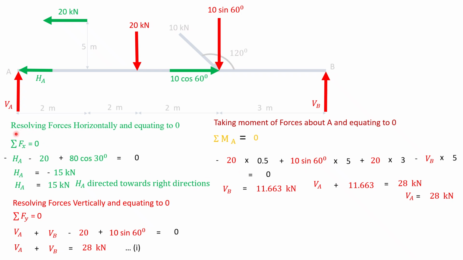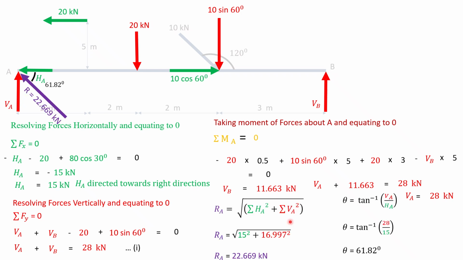So we have resolved forces horizontally and equated to 0. We have resolved forces vertically and equated to 0. We got an equation in VA and VB. We have taken moment of all forces about point A and equated to 0, and we got VB from this moment equation and substituted VB value back in this equation. We got VA value, so we get VA and HA value.